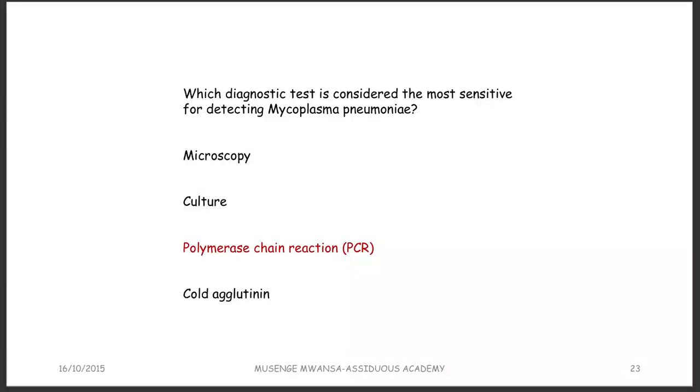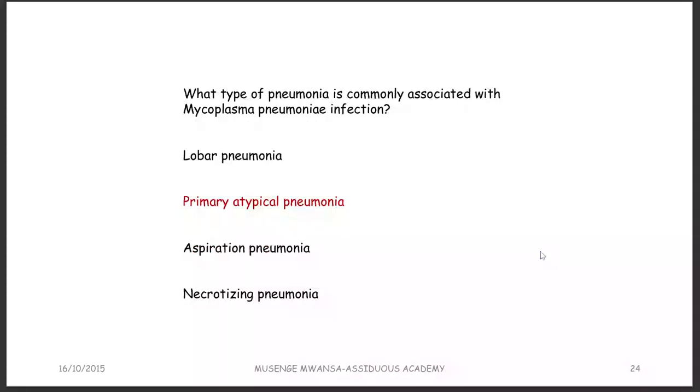Which diagnostic test is considered the most sensitive for detecting Mycoplasma pneumoniae? The most sensitive is molecular PCR, polymerase chain reaction. What type of pneumonia is commonly associated with Mycoplasma pneumoniae? It is primary atypical pneumonia, also known as walking pneumonia.